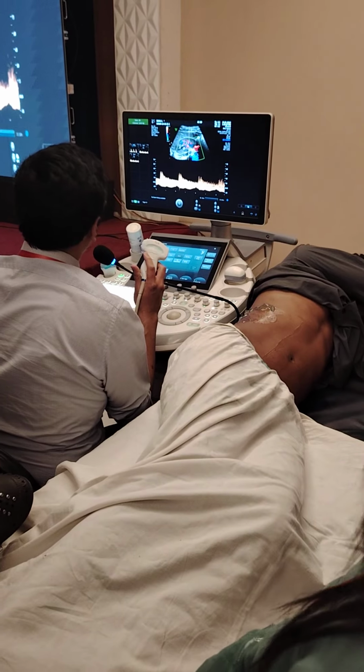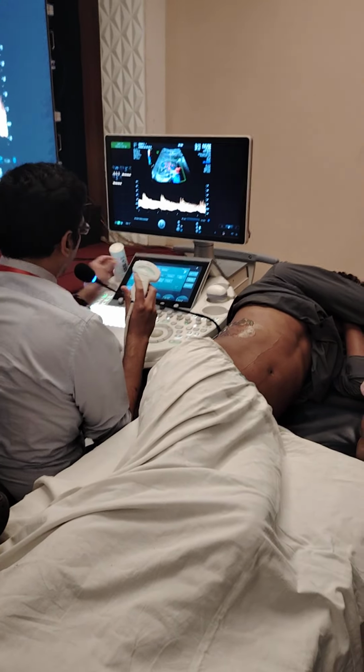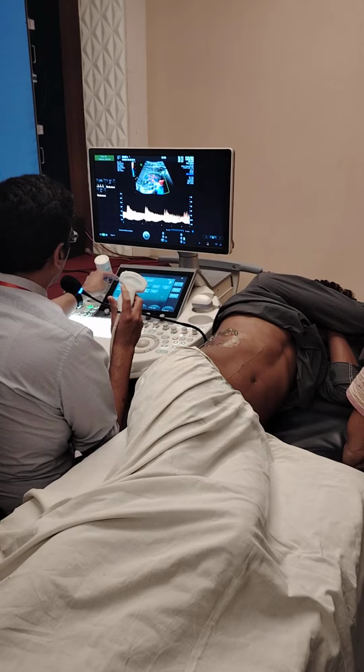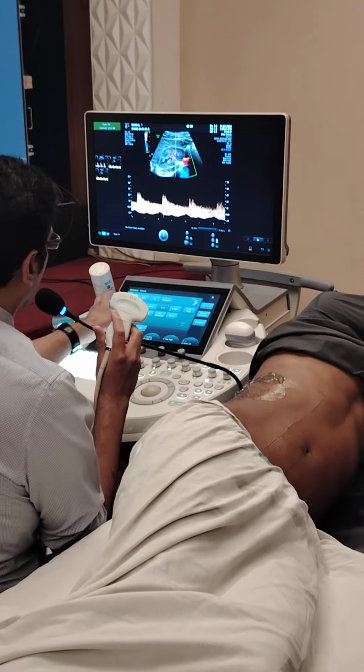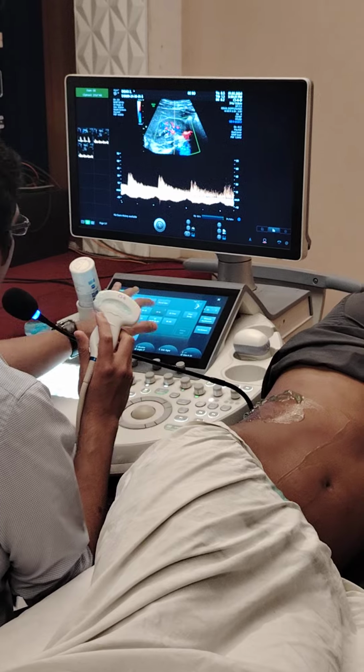At least one or two waveforms, it's okay. You don't need to get the whole spectrum. Even if you get one waveform where you can identify the waveform very well, you can understand the flow very well, that should be good, right?